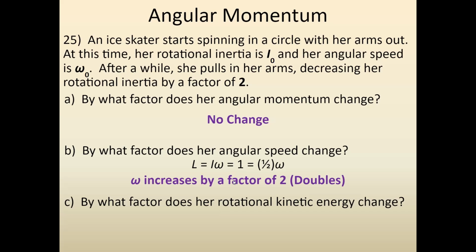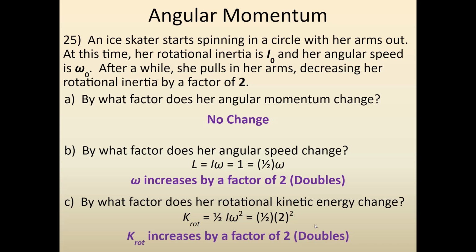And then the next question, by what factor does the rotational kinetic energy change? Well, we have to do the one-one method with the kinetic energy. The rotational inertia decreases by a factor of 2, while the angular speed increases by a factor of 2. That's being squared. Notice that I dropped the 1/2, because remember, whenever we do the one-one method, we don't care about any other terms except for the ones that are being changed, and constants get thrown out. So 1/2 times 2 squared gets me 2. So the rotational kinetic energy will increase by a factor of 2.